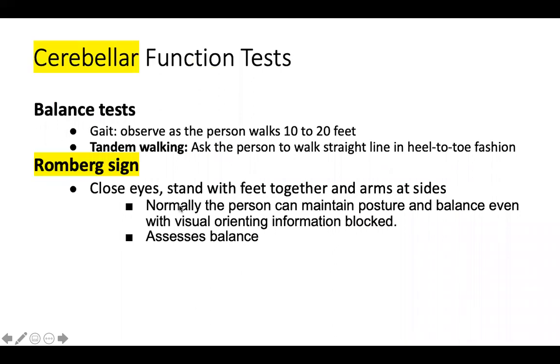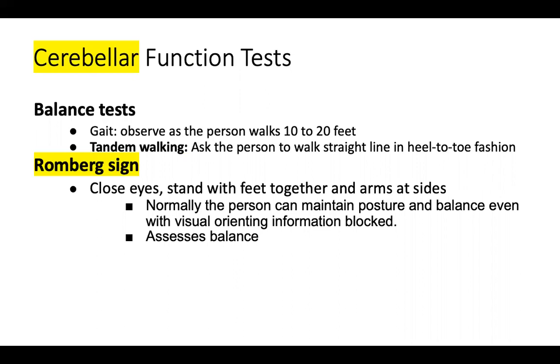Okay, so the next cerebellar function test are balance tests. We can observe gait, but we can also observe the Romberg test. For the Romberg, you're going to have the person stand up with their feet together and arms to the side. Once in a stable position, ask him or her to close their eyes and hold the position. Wait about 20 seconds. Normally, a person can maintain posture and balance even with the visual orienting information blocked, although slight side swaying may occur. Abnormals would be sways, falls, widens the base of feet to avoid falling. Positive Romberg sign is a loss of balance that occurs when closing the eyes.